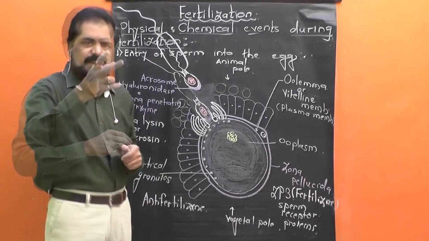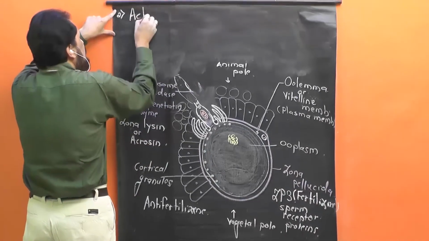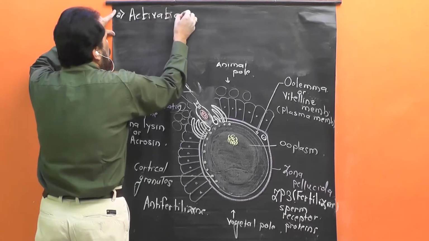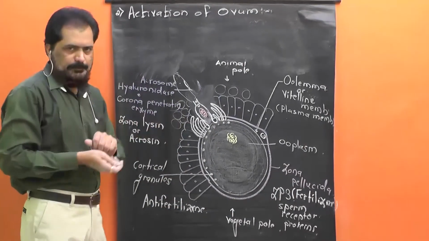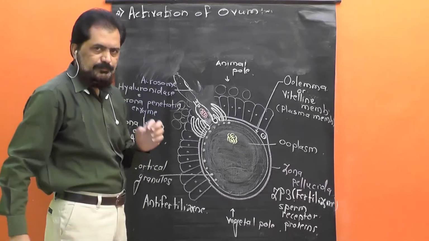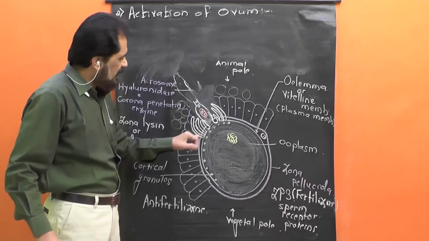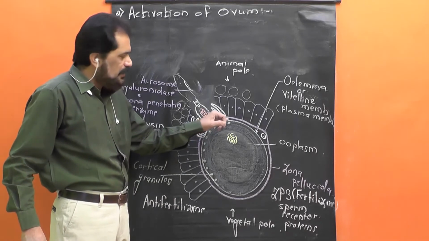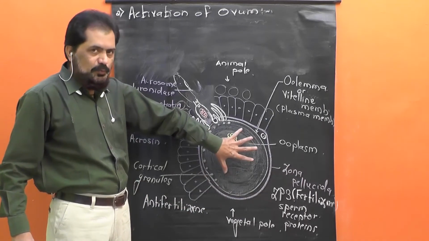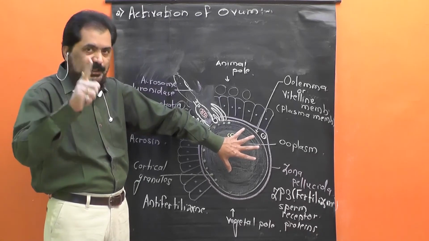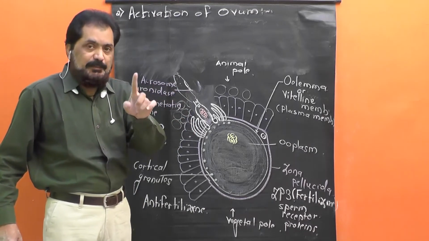Now what happens? Second step, activation of ovum. Let me explain what the second step is, activation of ovum. Once again, please look at the diagram. I said just now, as soon as the plasma membrane of the head of the sperm and the plasma membrane of the ovum fuse with each other, it stimulates the secondary oocyte, isn't it? Yet it is a secondary oocyte, and it has arrested in the meiosis second maturation division.